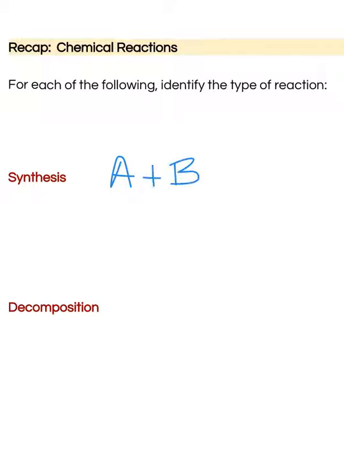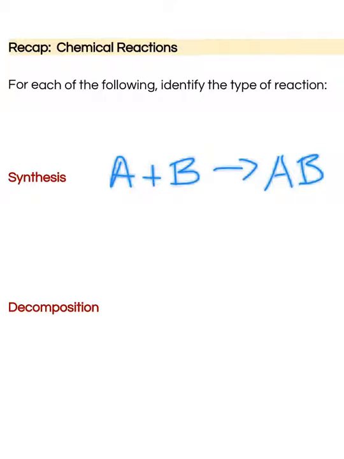where A and B are just simple elements, reacting to make a single compound AB. And of course, in order to get the formula for our compound AB, we're going to have to remember the ionic charges for element A and B, and then perform the crossover rule to get our product. All right, so the next reaction was the decomposition reaction.